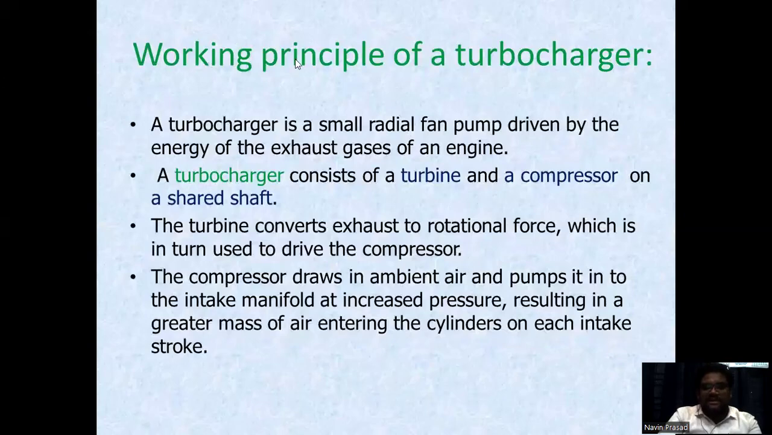So the working principle of a turbocharger. A turbocharger is a small radial fan pump driven by the exhaust gas energy of an engine. It consists of, as I already discussed about the components, a turbine, a compressor, and a shaft. The turbine converts exhaust to rotational force, which in turn is used to drive the compressor. The compressor draws the ambient air and pumps it into the intake manifold at increased pressure, which results in a greater mass of air entering the cylinder of the engine on each intake stroke.